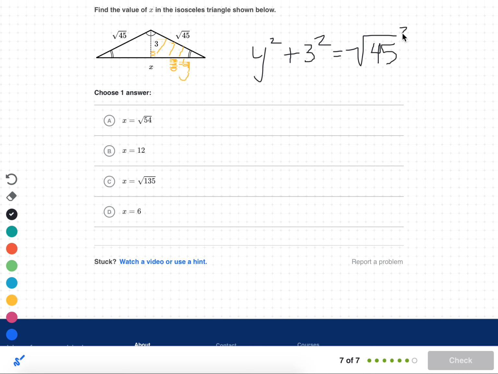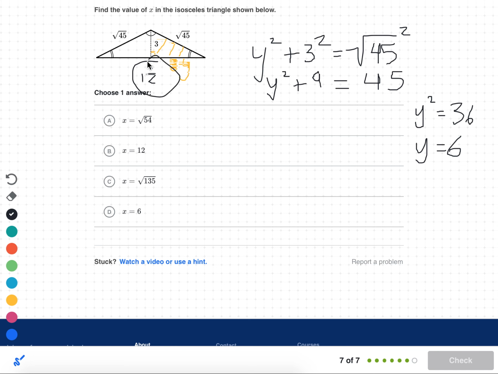Very useful to recognize when you have a square root squared, you're just back to that number. So the square root of 45 squared is 45. y squared plus 9 equals 45. 45 minus 9 is 36, so y squared is 36. y is 6. So if y is 6 and that's half the base, then x must be 12, 6 plus 6.